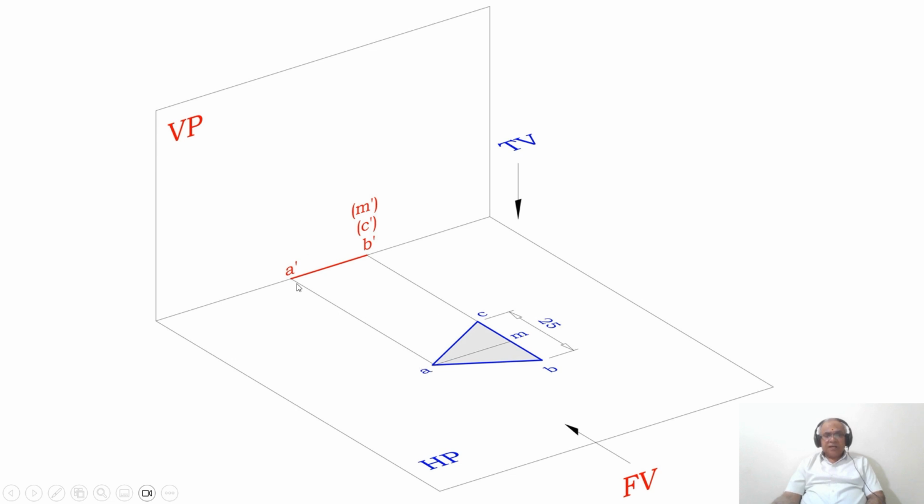The lamina is parallel to HP. Since the lamina is parallel to HP, we are getting the true length in HP in all the sides. What is the dimension? It is 25 mm. And what happens to the surface of the lamina with respect to VP? The surface of the lamina is perpendicular to VP. Therefore, in VP, you are getting a line.